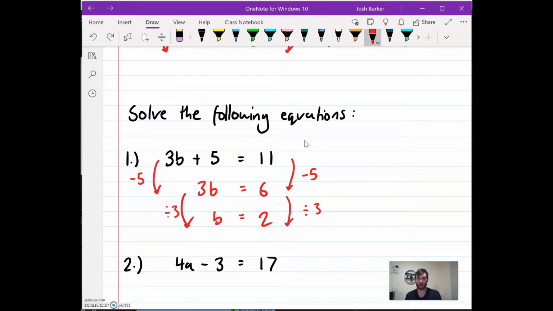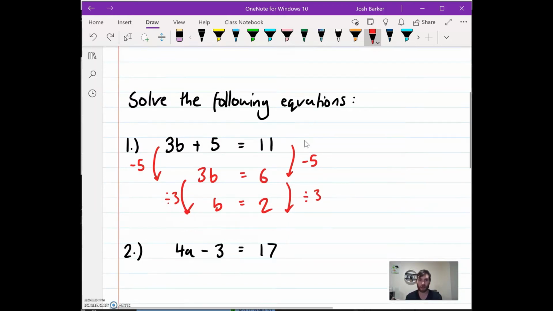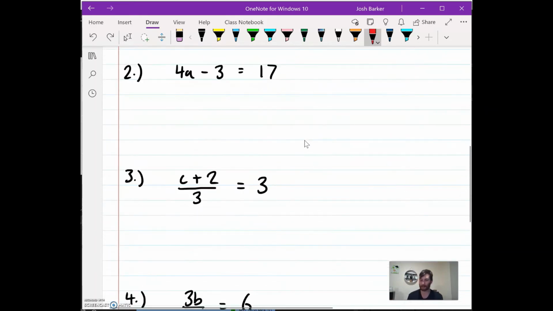And if the expression is true, if you get an answer which makes the left and right hand side the same, then you know that you're on to a pretty good ticket in terms of a correct answer. Okay, this one, we've got 4 multiplied by a, take away 3 equals 17. So I'm going to have to reverse each of those steps.